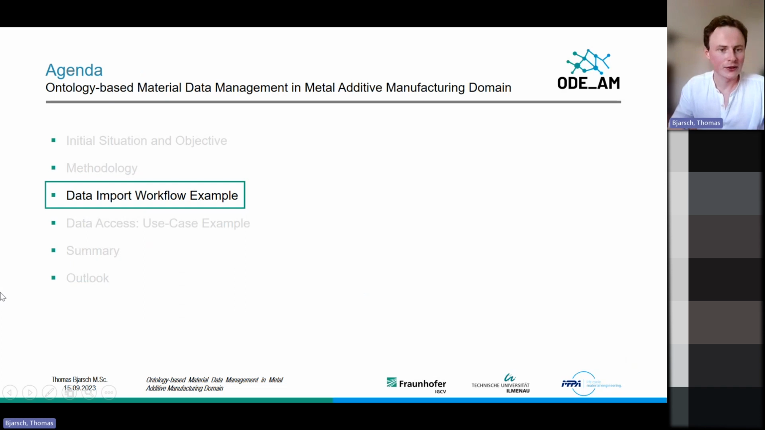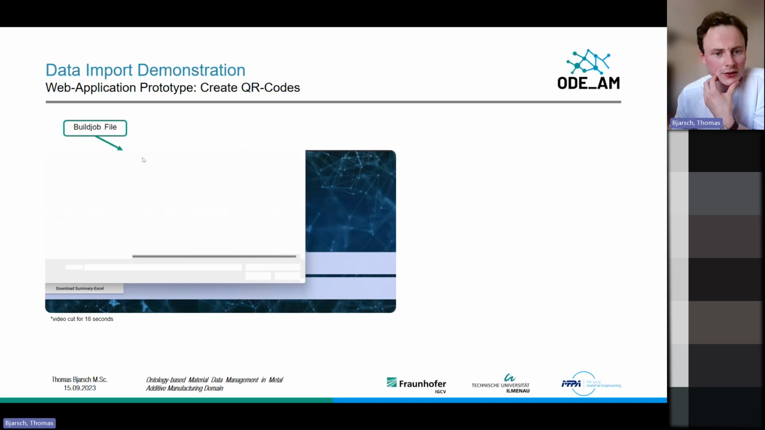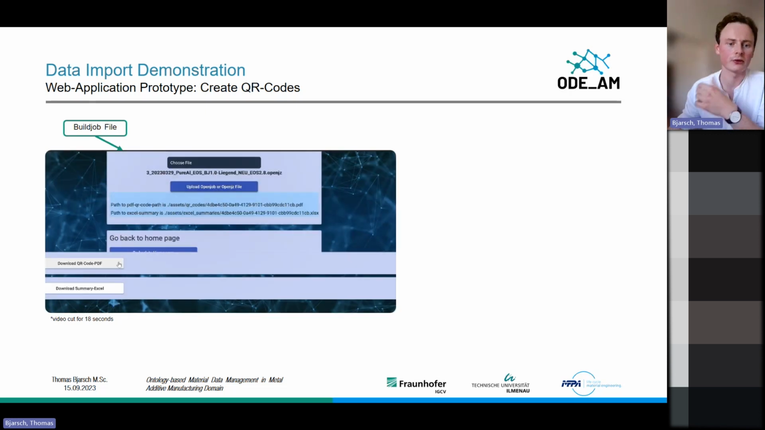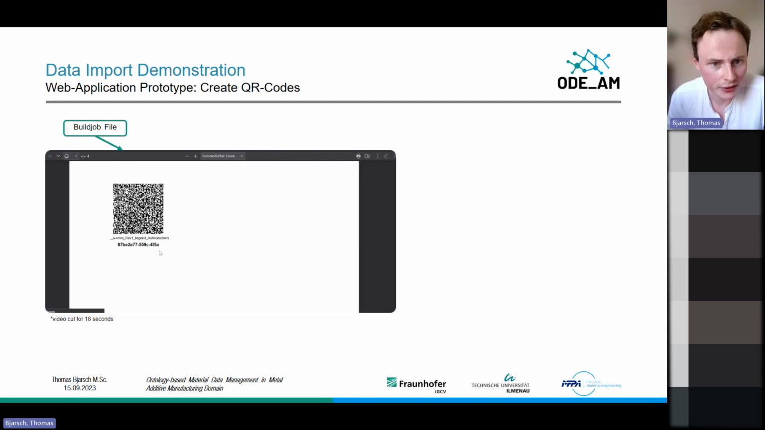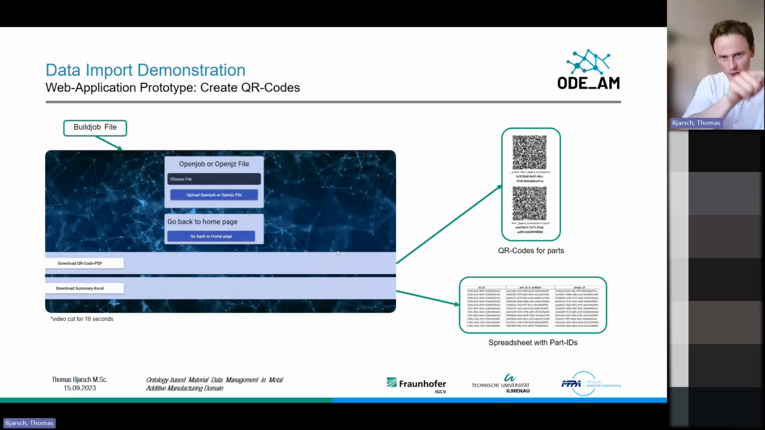Let's see some examples of how to first import the data, and then in the next step how to access the data. The import, we have seen that we work with QR codes, and this is how you do it. So you pick your build job file. This file comes out of your slicer, so where you define your geometries, your parameter sets, and all this stuff. You go to the web application, you just choose this file, you click on OK, and then you will get a PDF file which contains QR codes. Each QR code is specifically for one part of this build job. And you will get a spreadsheet which you can download.